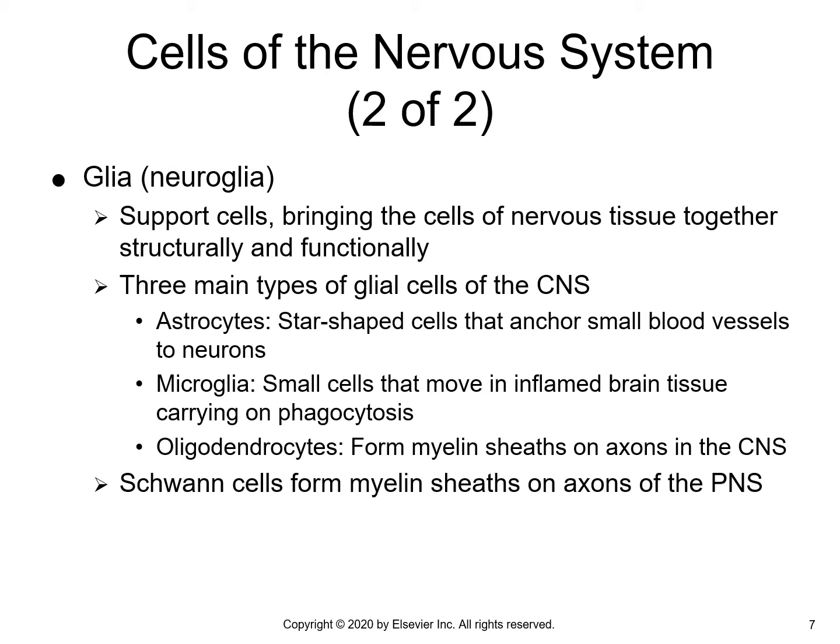Oligodendrocytes form myelin sheaths on axons in the central nervous system. This myelin sheath is a very important entity. These myelin sheaths protect the axons and neurons and cells in the central nervous system. And there are certain diseases that debilitate these myelin sheaths, damage them. Sometimes someone is born without them. So make sure you know myelin sheaths. Schwann cells form myelin sheaths on axons of the peripheral nervous system.